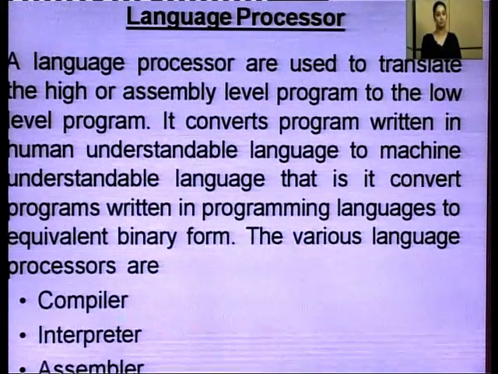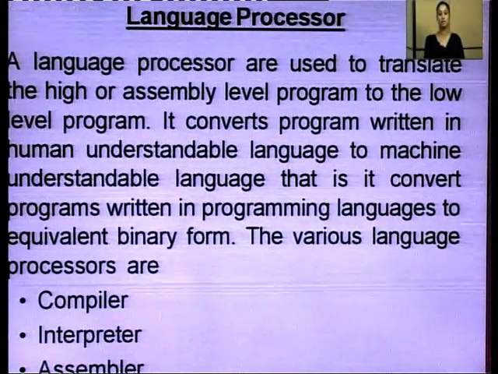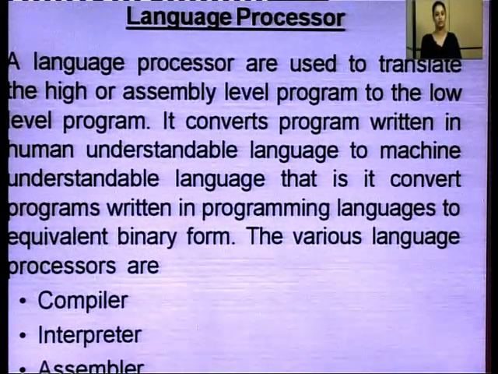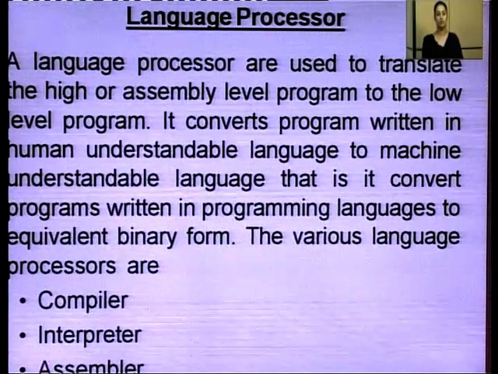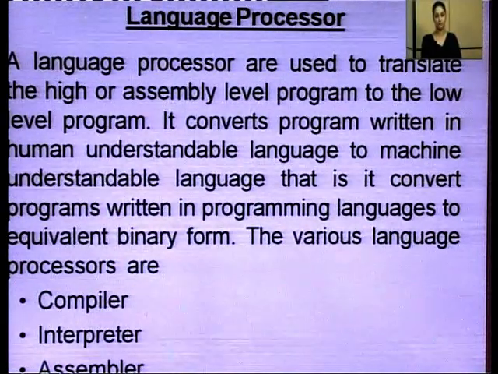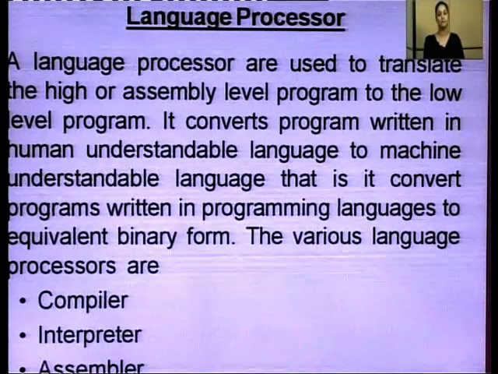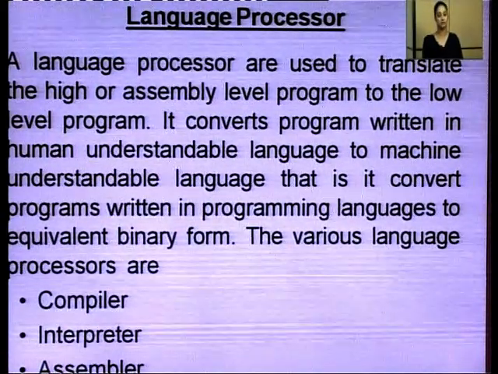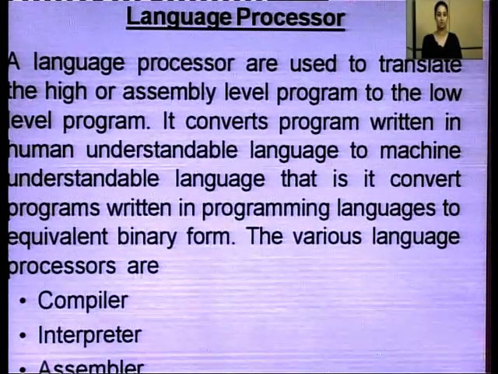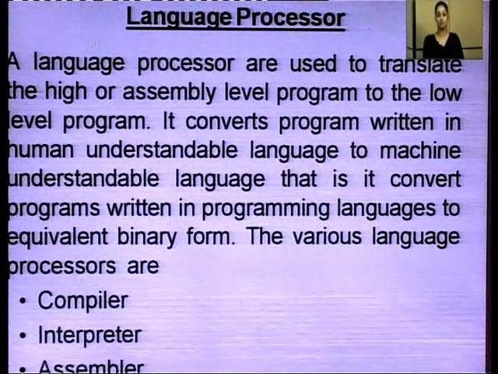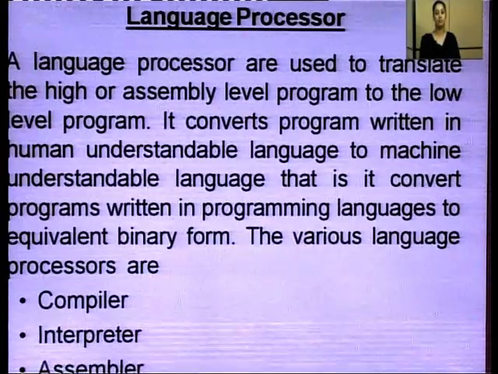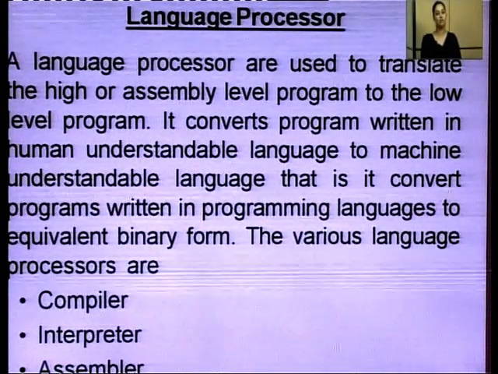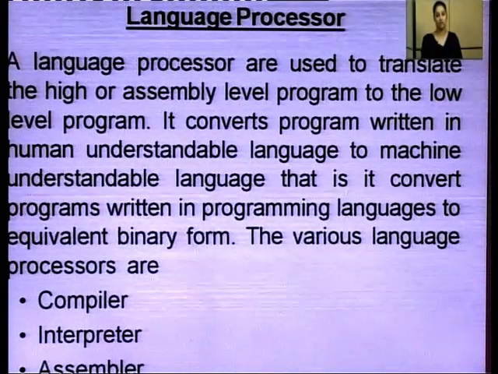Second one is the interpreter. The interpreter is also a converter of high level language to low level language, that means binary format, but it converts the program step by step. After one line it gives a message, and next it converts in steps. In the compiler we compile the whole program in a single step, but in the interpreter we compile it line by line.